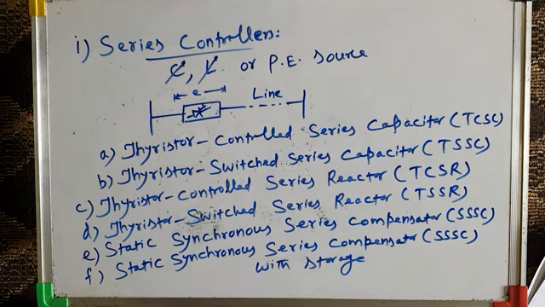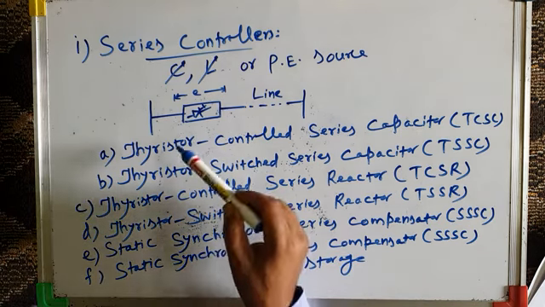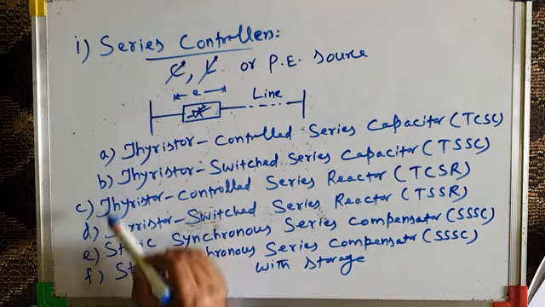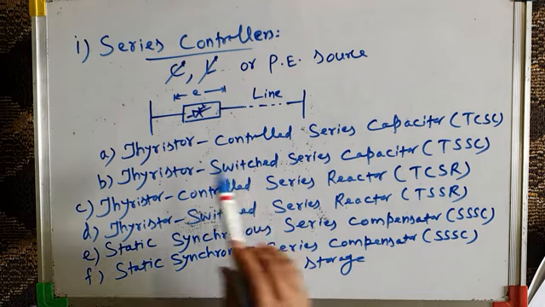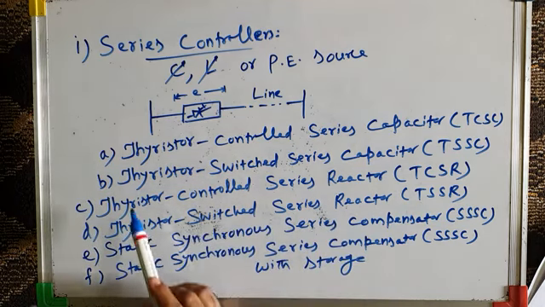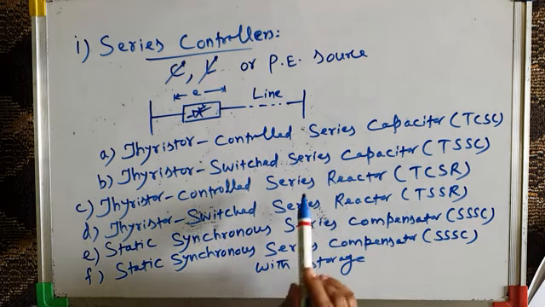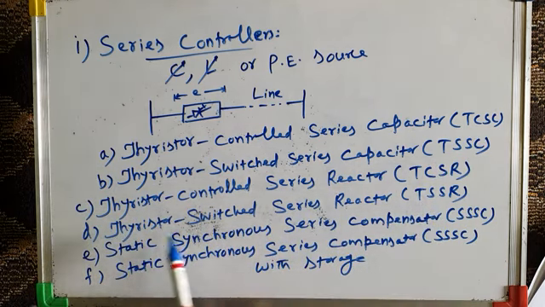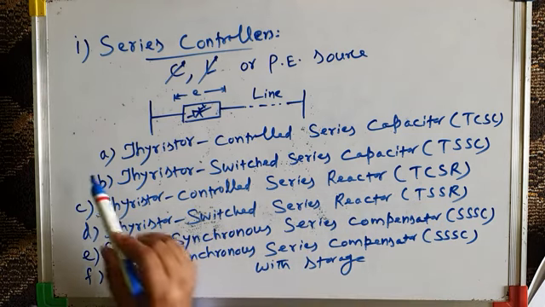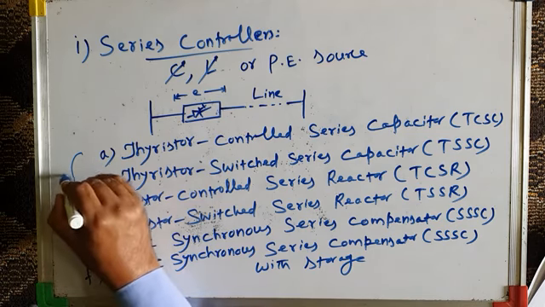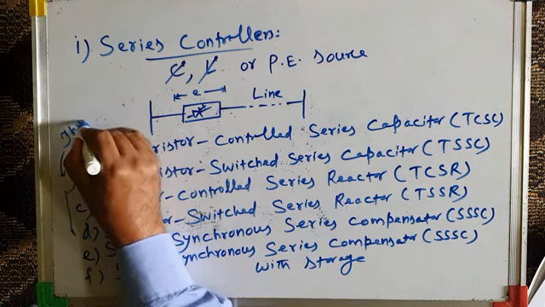Remember, whether it is a series FACTS controller or a shunt FACTS controller, these FACTS controllers are either thyristor controlled or converter based. As far as the first four types of series FACTS controllers are concerned, thyristor controlled series capacitor TCSC, or thyristor switched series capacitor TSSC, or thyristor controlled series reactor TCSR, or thyristor switched series reactor TSSR, they are thyristor based series FACTS controllers. I will write here that they are thyristor based.